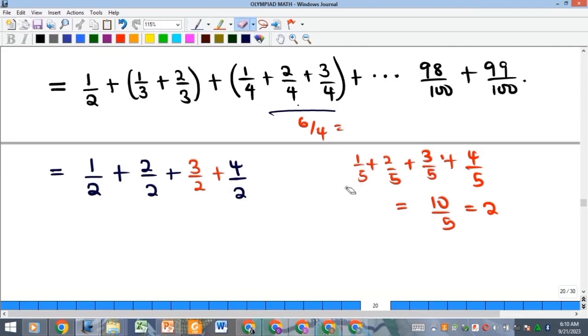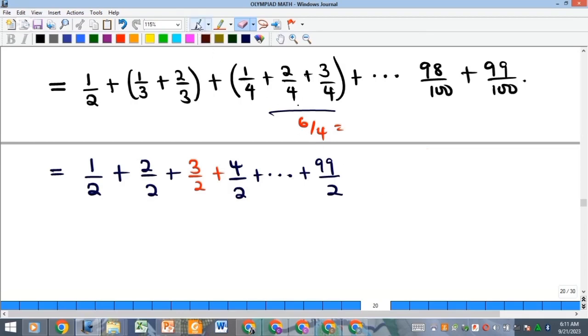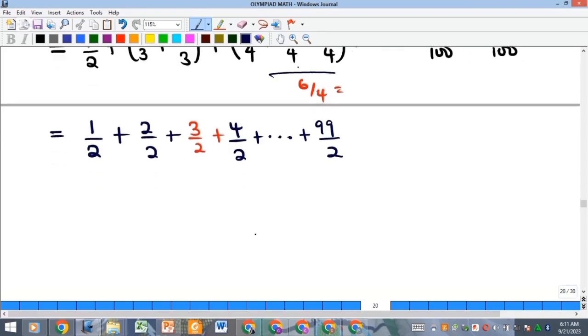So now, if you continue this sequence, it will keep going this way until the last one, that's the fractions where the denominators are 100, is going to give you a total sum of 99 over 2. Okay, so that's what you're going to get. So it's going to form this series. It's actually a series, not just a sequence. So it's going to be a sum of 1 over 2, 2 over 2, 3 over 2, 4 over 2, 5 over 2, 6 over 2, 7 over 2, 8 over 2, down to 99 over 2.